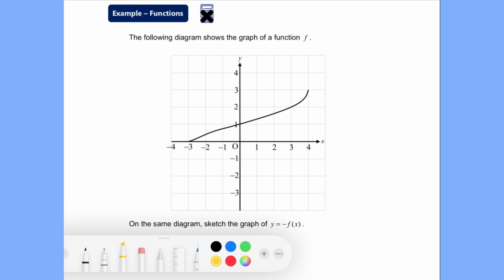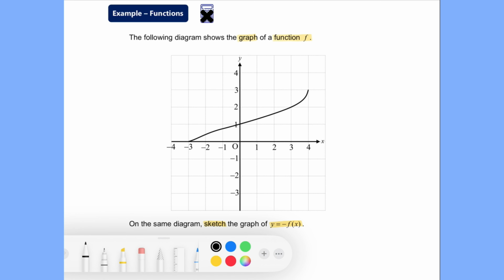For this video, we are going to look at some easier ways to draw transformed graphs. For this question, originally, we are given the graph of the original function f, and the shape is something like this. We will try to sketch the graph of another function called y is equal to negative f(x) on the same diagram.